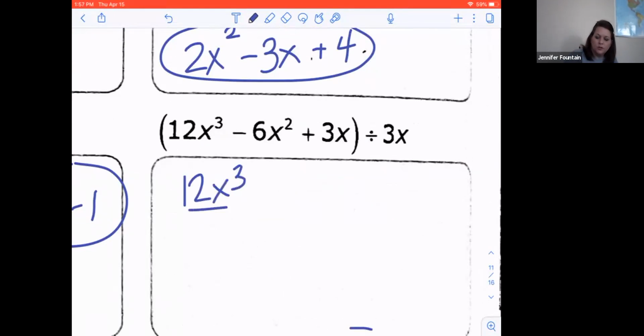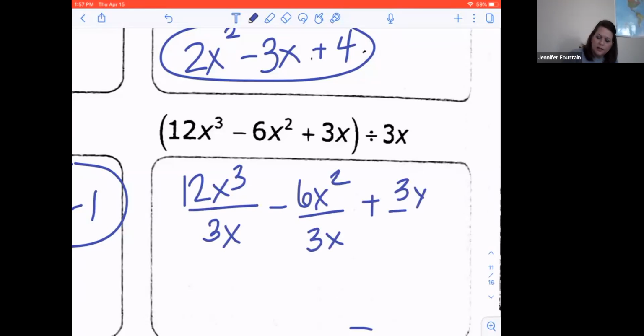12x cubed divided by 3x minus 6x squared divided by 3x plus 3x divided by 3x. Go ahead and work on that one.